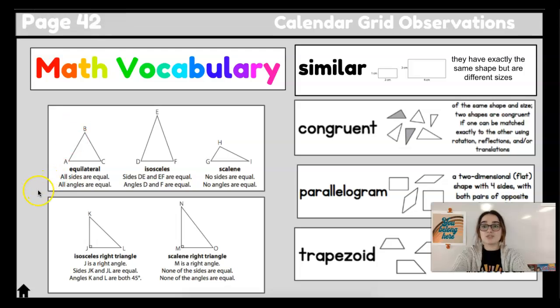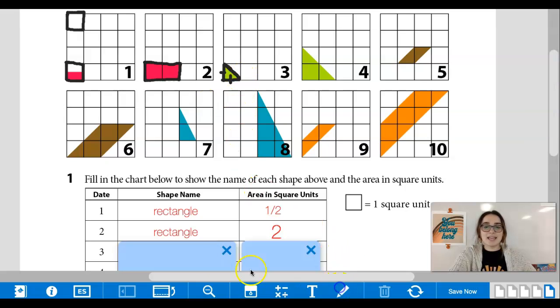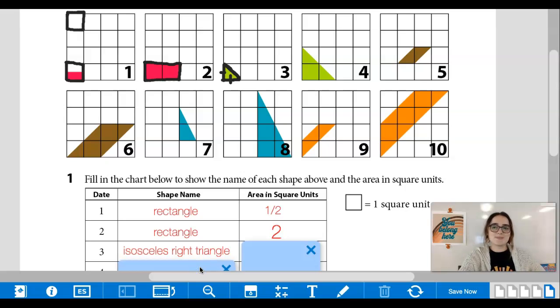Well, we know it is a right triangle because it has one right angle. And we can also see that two of the sides, this side and this side, are equal. They are the same length. So this shape name is an isosceles right triangle.